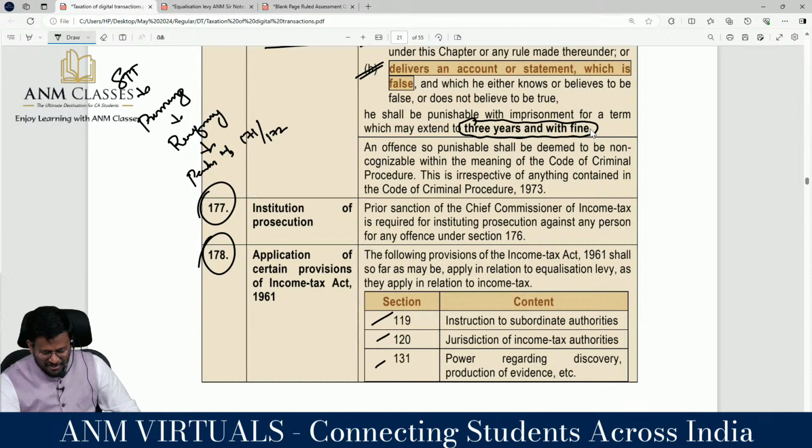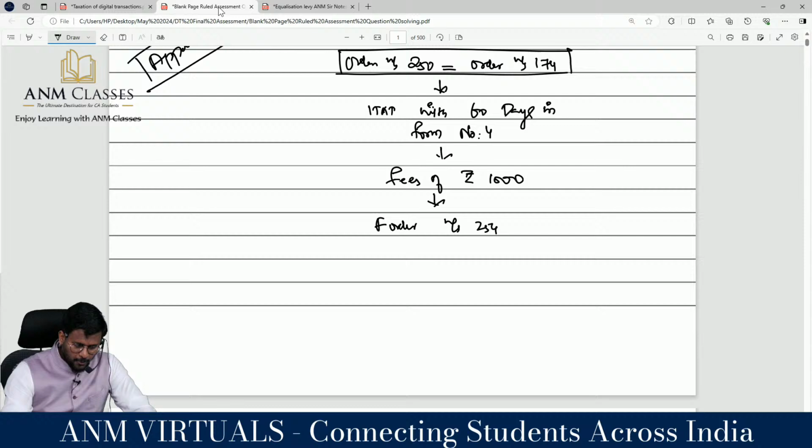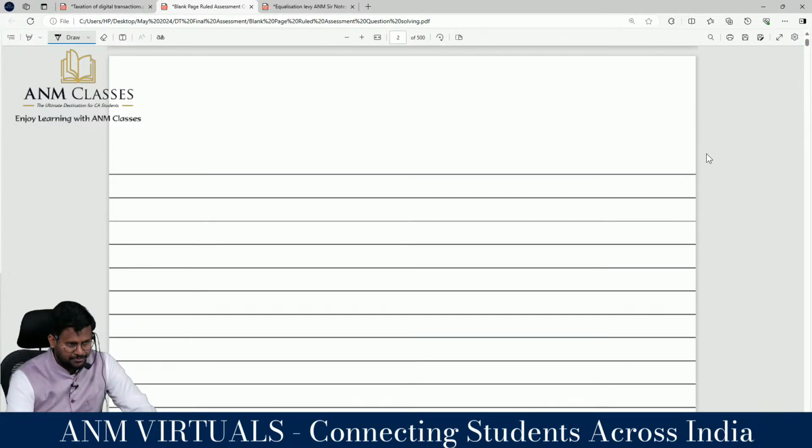An offense so punishable shall be deemed to be non-cognizable within the meaning of the Code of Criminal Procedure. This is irrespective of anything contained in the Code of Criminal Procedure 1973. This is not a cognizable offense, not a very serious offense. This is a non-cognizable offense. Non-cognizable means bailable offense. It is a bailable offense and a non-cognizable offense. Now we have added another section, what is that section?